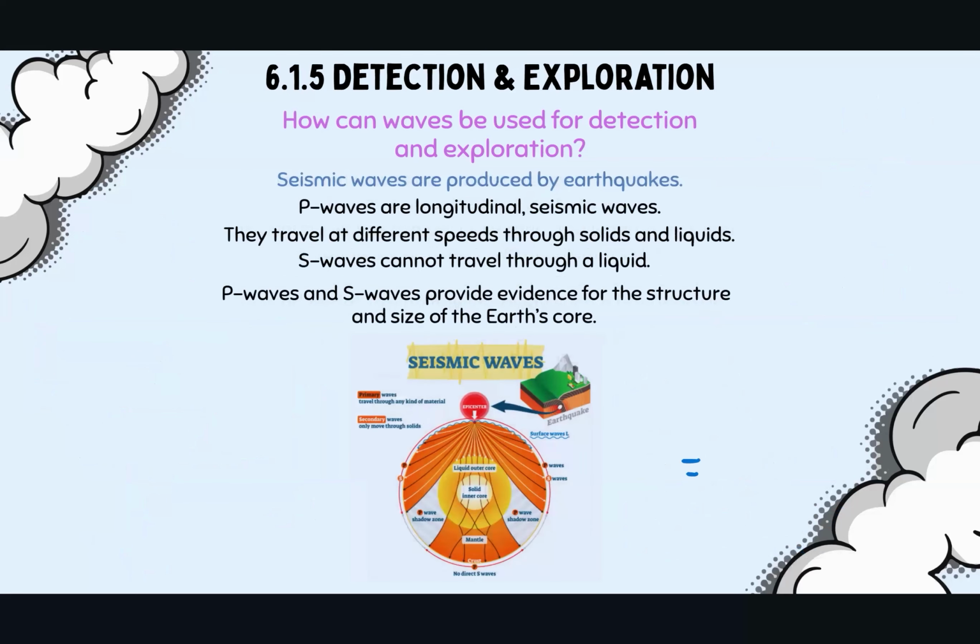Okay, seismic waves are produced by earthquakes. P waves are longitudinal seismic waves. They travel at different speeds through solids and liquids. So this image here, actually I'll explain it first and we'll talk through it. S waves cannot travel through a liquid. S waves are transverse waves. P waves and S waves provide evidence for the structure and size of the Earth's core.